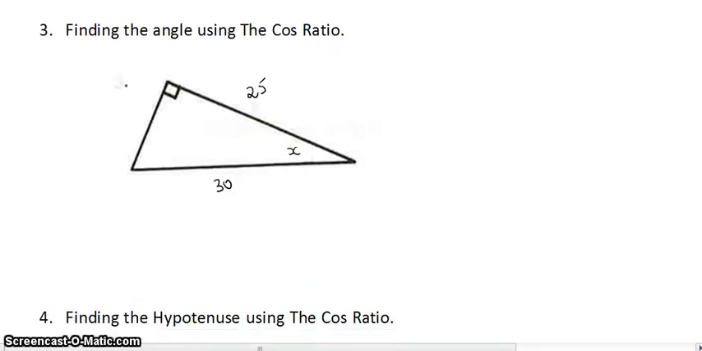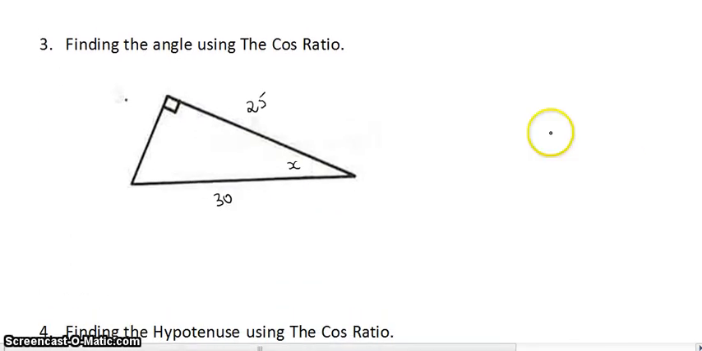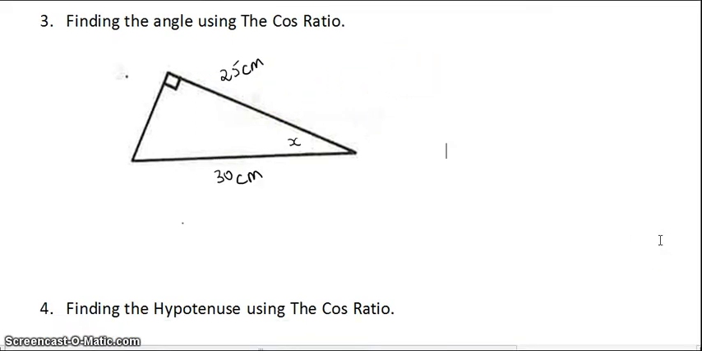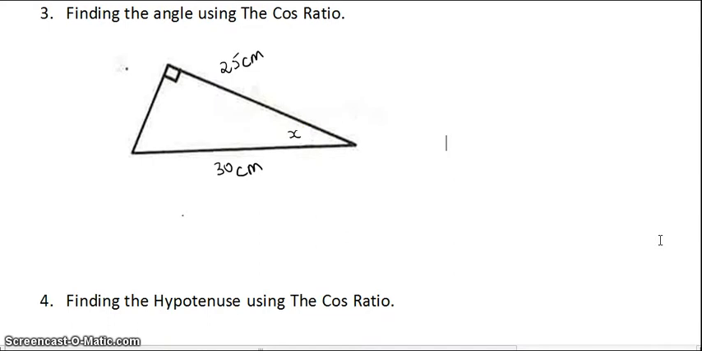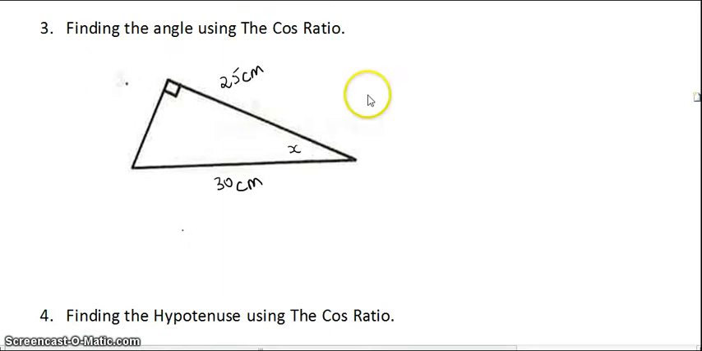Let's have a look at a question. Can you write this question in your book and draw up this example? You might like to pause the video. Okay, so you should have written and drawn up this question in your book, and now we're going to look at solving this question. It's asking for us to find the angle of this particular triangle using the ratio, the cos ratio.